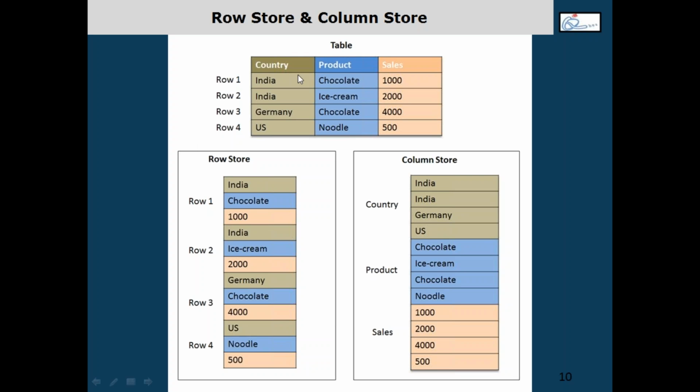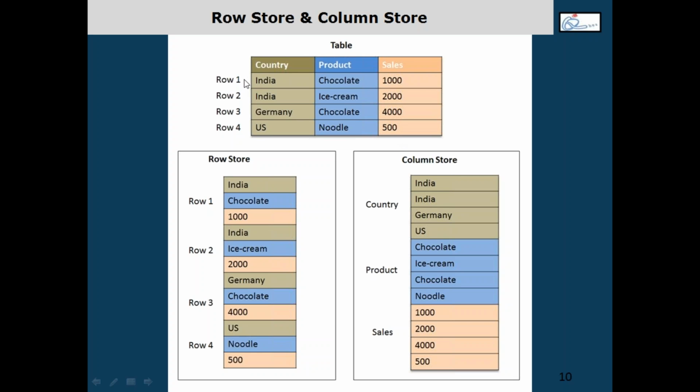So now if this is a table, you know what a column is, right? Country is one column. This vertical one, what do you call it? Column. Country, product, and what? Sales. So in any database, ultimately you have to store data in the form of a table. A table is a set of rows and columns. These are my columns here: country is one column, product is one column, sales is one column.